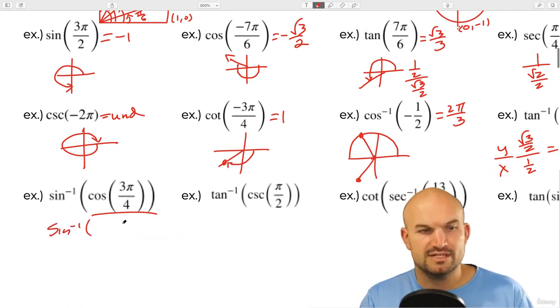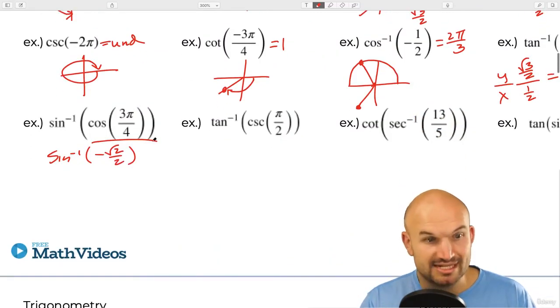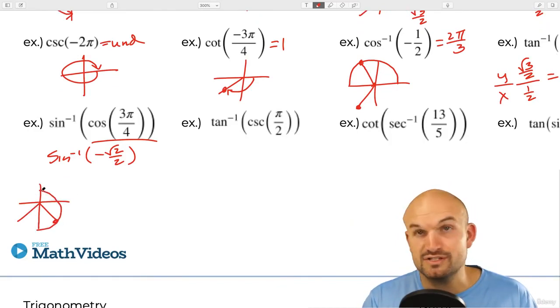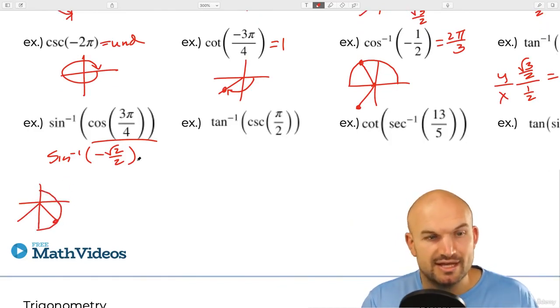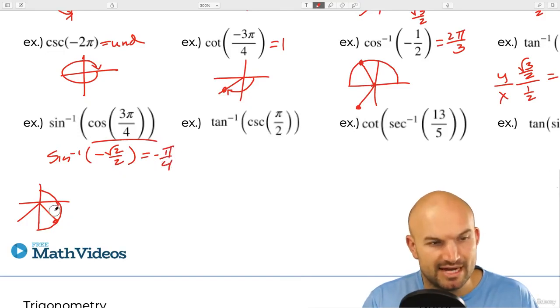So the cosine of 3 pi over 4 is going to be negative square root of 2 over 2. And then the sine inverse, well, that's going to be negative. There are only two values where sine is equal to a negative. But again, the restriction for sine inverse is the first and fourth quadrant, like tangent. So that has to equal negative pi over 4, okay? Because you have to go down. You can't go outside of that restriction.